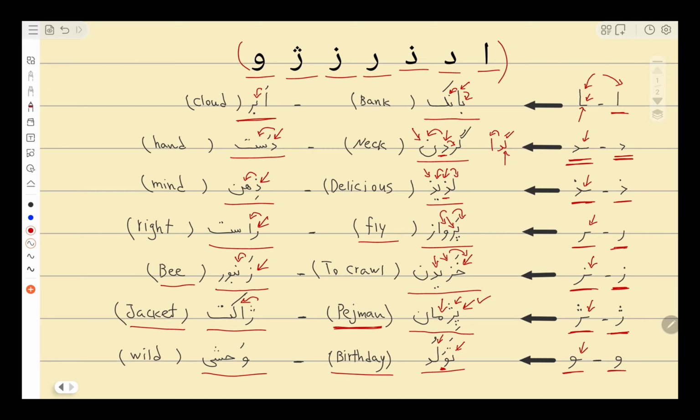And finally, we have the word vahshi. Here, the letter v is the beginning of the word vahshi, and it is not connected to the letter he on its left side because simply it is on its left side and it came after the letter v.